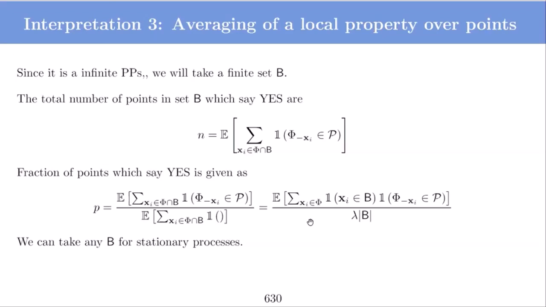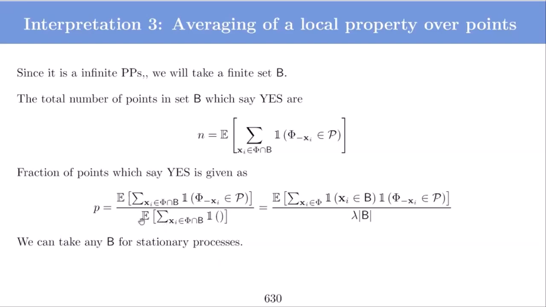The total number of points in set B which say yes: you go to each point in phi intersection B, which means only points which are in B, and ask whether the shifted version has the property p or not. And when you divide by the total number of points in B, you get the fraction, right? So what is the total number of points in the set B? That is just lambda times the area of B, assuming a stationary point process. Okay. So you can take any B for the stationary process; it does not affect the answer.